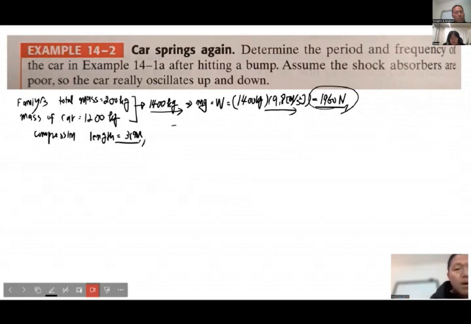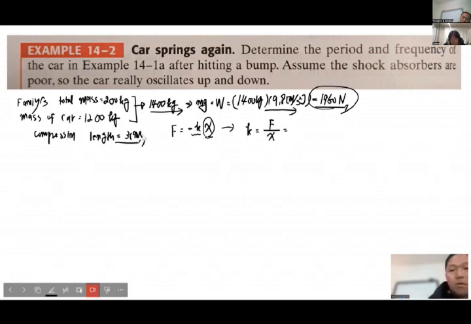So based on Hooke's law, force of spring is F equals minus kx. Here k is spring constant. x is the displacement or deformation or compression of the spring. The minus sign is just an indicator of direction of force, so you don't have to worry about it. So k value should be force divided by x, displacement of the spring.